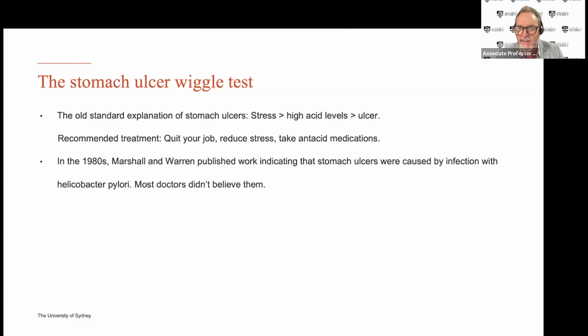But then in the 1980s, a couple of Australian scientists, Marshall and Warren, observed a correlation between having a stomach ulcer and having high levels of a particular bacterium in your stomach. That bacterium is Helicobacter pylori. And they proposed that maybe stomach ulcers are usually caused by a bacterial infection rather than by stress. And most doctors didn't believe them. So how are these medical researchers going to convince the doctors that it is the bacterial infection that's causing the disease?